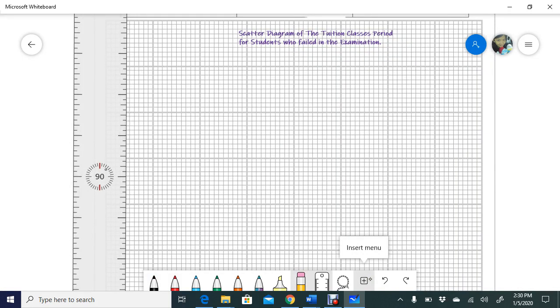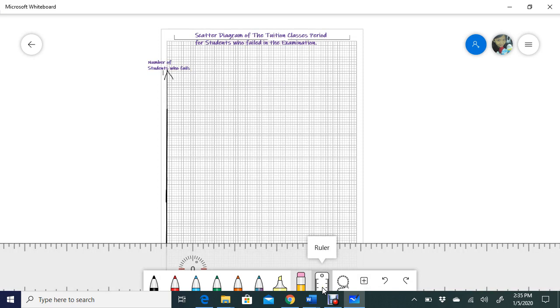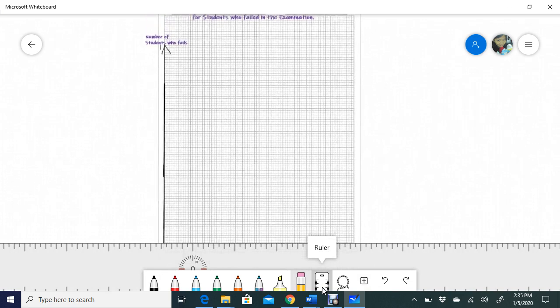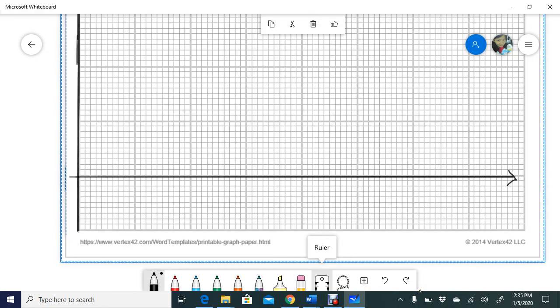For your title, now let us go for your x and y axis. At the same time, you highlight the variable name for your y-axis. Now go for your x-axis. So you have done your y-axis and x-axis. Then don't forget the variable name.